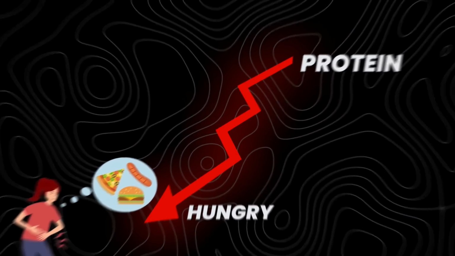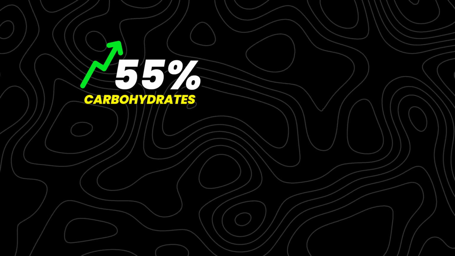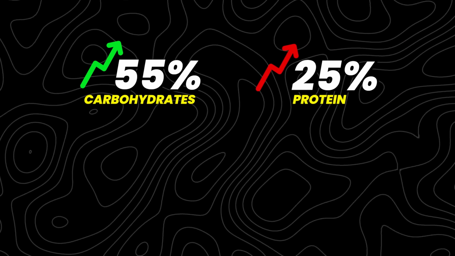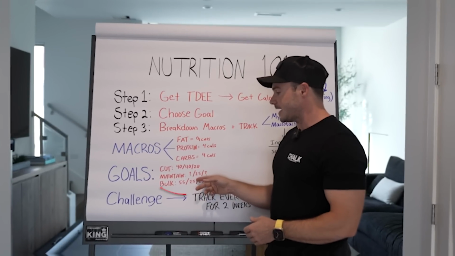Now, on the opposing side of that, if you were to bulk, we would increase our carbohydrates to 55%, we would decrease our protein to 25%, and then make our fat 20%. So you're gonna have a carb-heavy diet when you guys are bulking.